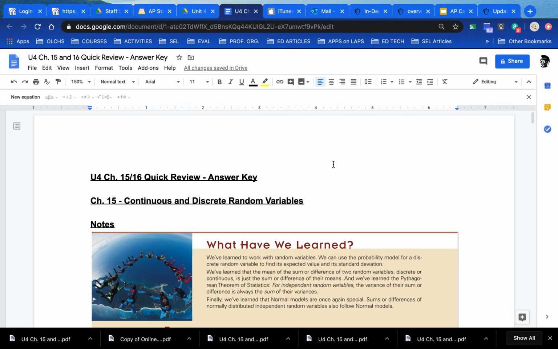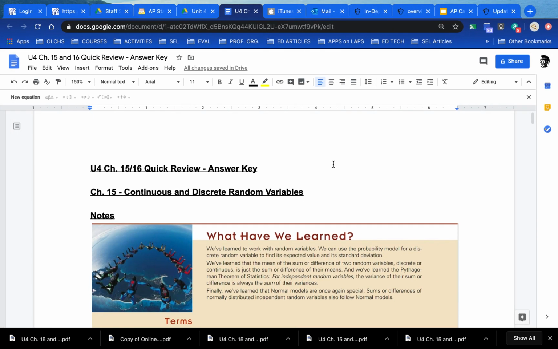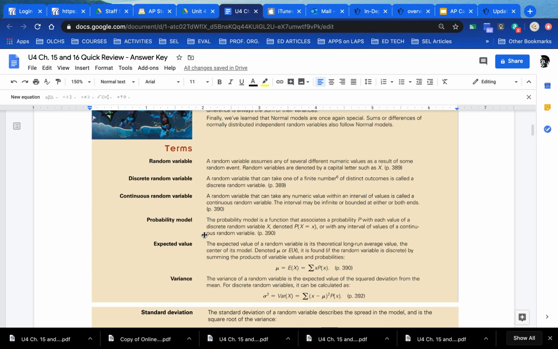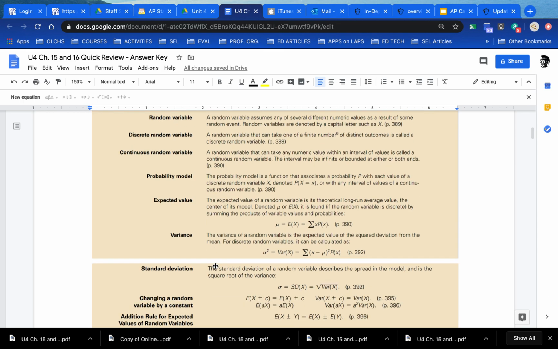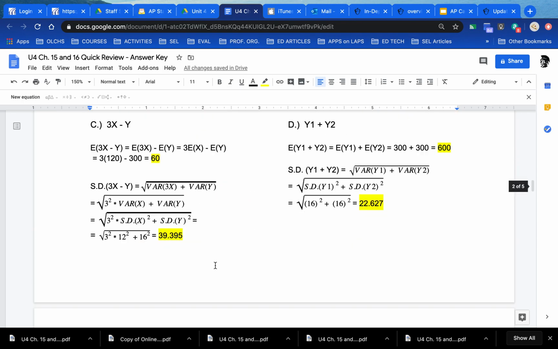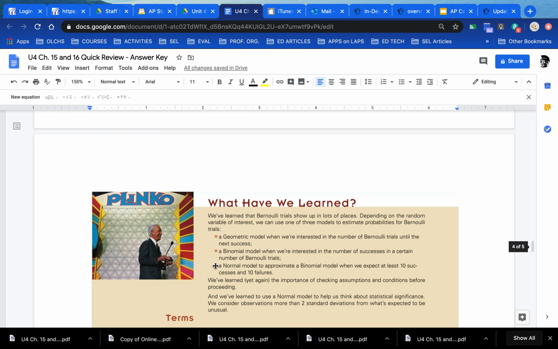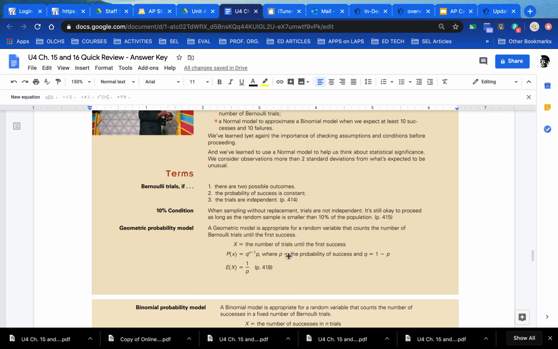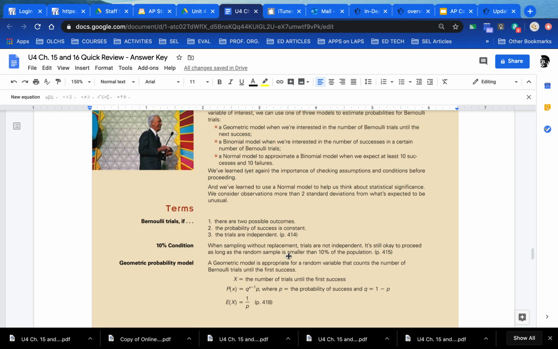Okay, people, this is the second half of Unit 4. This dealt with what were called continuous and discrete random variables, and then the properties associated with them, and how to do things like expected value and standard deviation for a random variable. And later on, we get into Chapter 16, which was Bernoulli trials and geometric and binomial probability models.